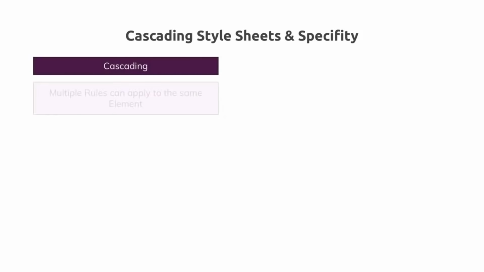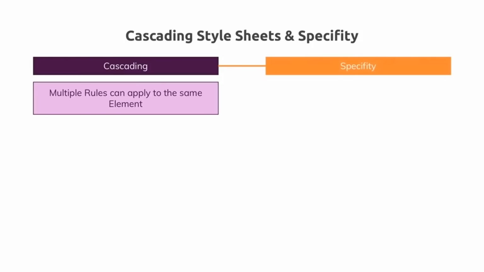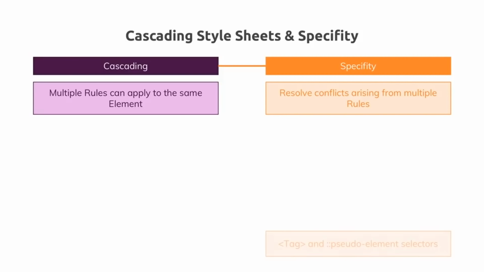Now here's an overview. As I said, cascading means multiple rules are applied to the same element. Specificity resolves conflicts arising from that fact, and specificity then simply has the following order. The tag selector and also pseudo element selectors, which we haven't had a look at yet, but which we will see in the course, have the lowest priority, the lowest specificity. Well, actually, the universal selector, that star, has the lowest priority, but you rarely use that. So tag selectors have the lowest one then.